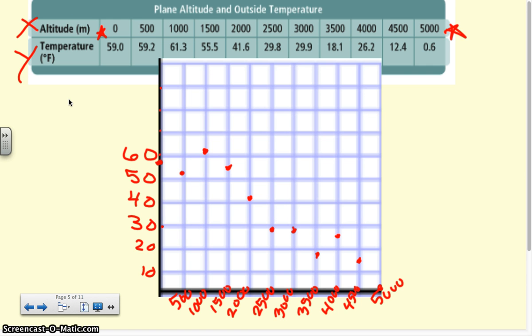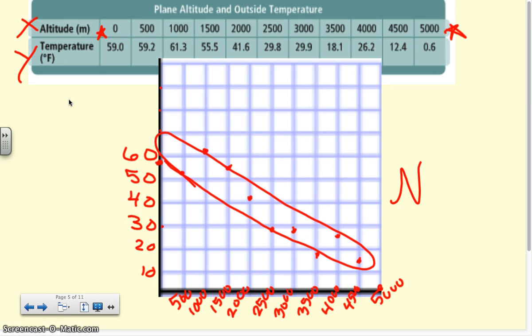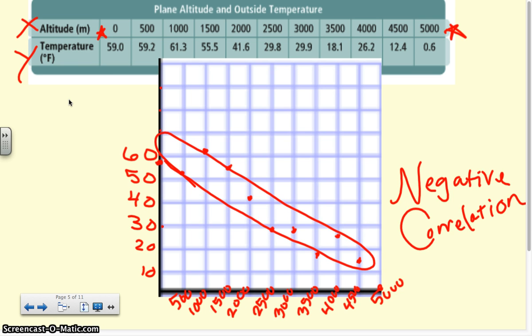Does that look like it's got a correlation going on? Yes or no? Yes. It does, right? Because I can kind of smush. This kind of looks like a three-dimensional line going down. So it's got a negative correlation. That's all we're going to work on today. Tomorrow we will get more practice making scatter plots, and we will make a line of best fit.